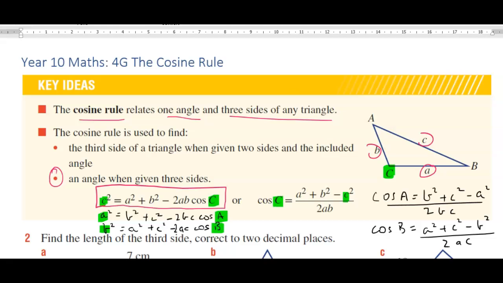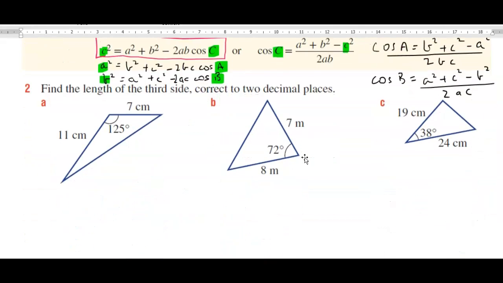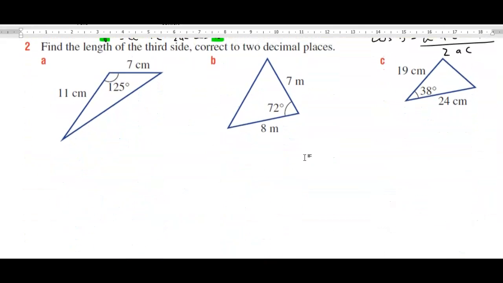So when you're working with a non-right angle triangle, for both the cosine rule and the sine rule, you would have noticed in the sine rule the labeling convention of the triangle. Angle A has to be opposite side a. Angle B has to be opposite side b, and angle C has to be opposite side c. So just make sure you label your triangle correctly. Otherwise, it's not going to work for you. All right, so let's have a look at a few examples.